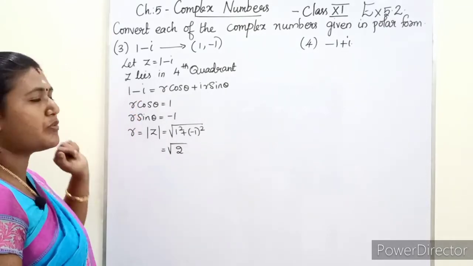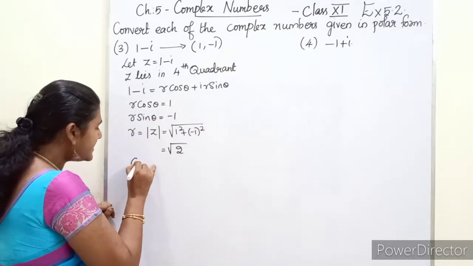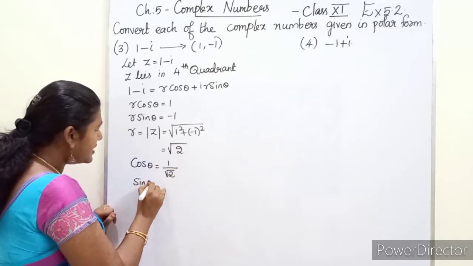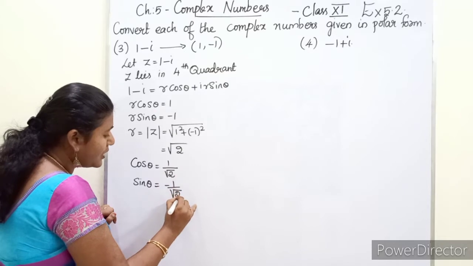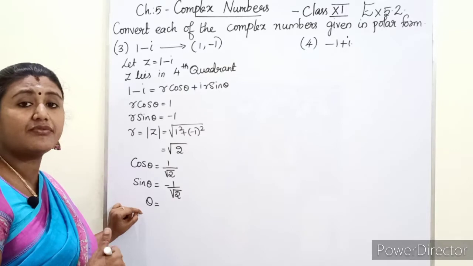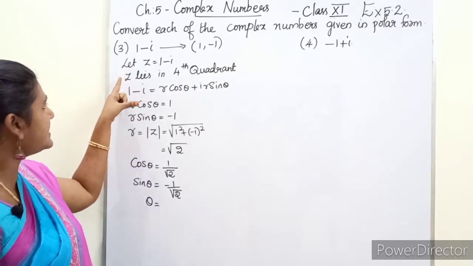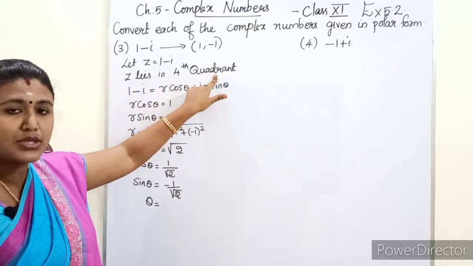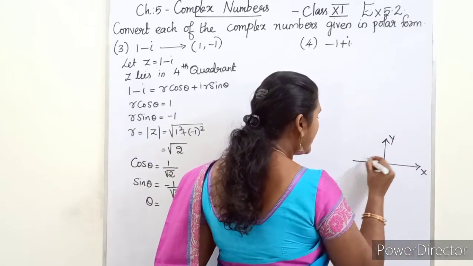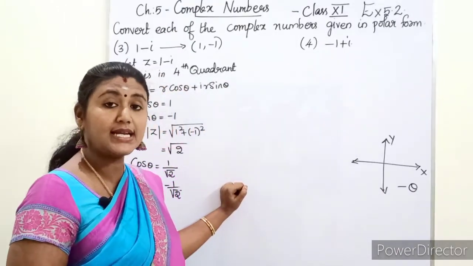Now from these two equations, we will find out the cos theta and sin theta values. So cos theta is equal to 1 by root 2 and sin theta is equal to minus 1 by root 2. Now we have to find the value of theta, then only we can find the argument. So in which quadrant does the complex number lie? The complex number lies in the fourth quadrant. So how will you find the argument? What is the formula for finding the argument in the fourth quadrant? In the fourth quadrant, the argument is minus theta.